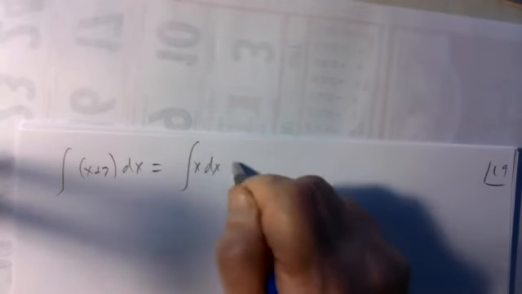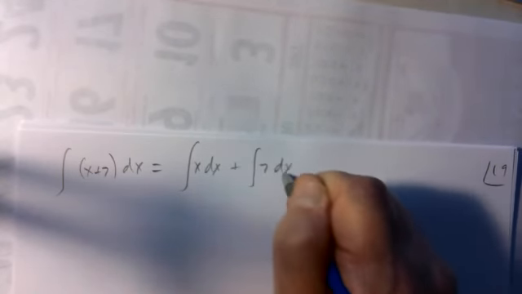Well, let's do some problems. Compute the integral of x plus 7 dx. So spend a minute or two and work this out yourself. This is the integral of x dx plus the integral of 7 dx, which is the same as the integral of x dx plus 7 times the integral of 1 dx.